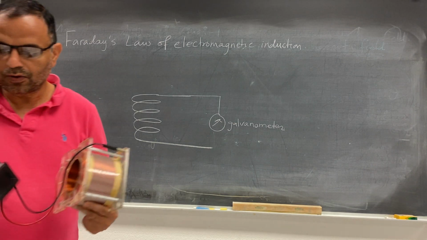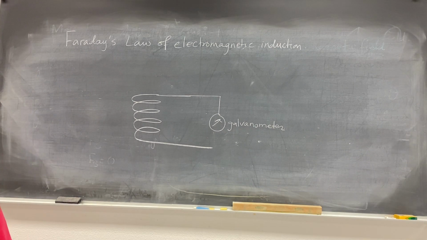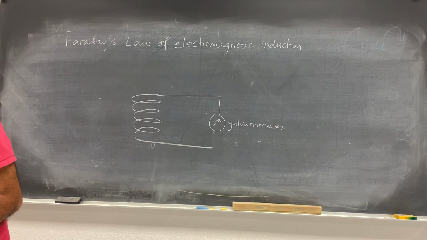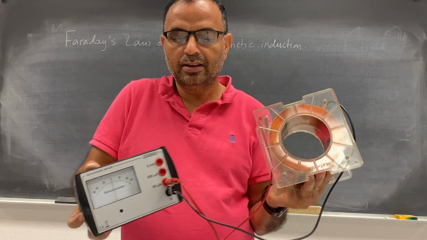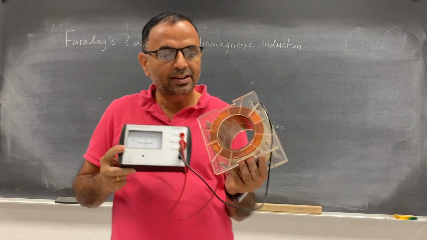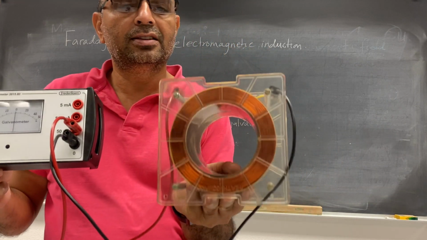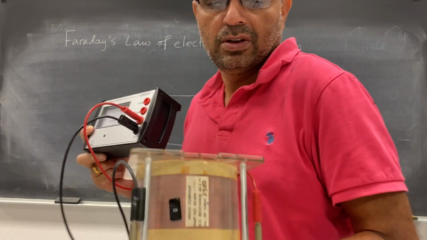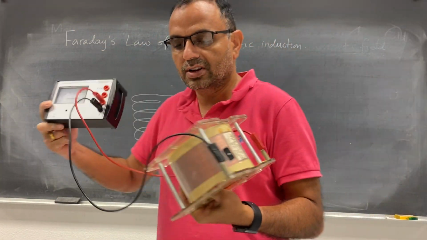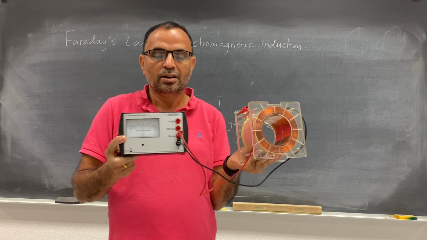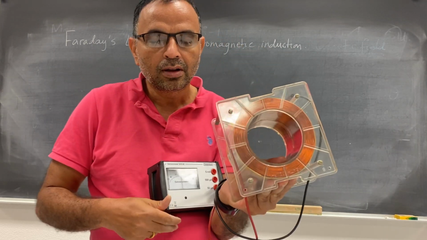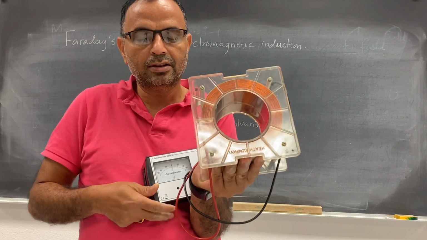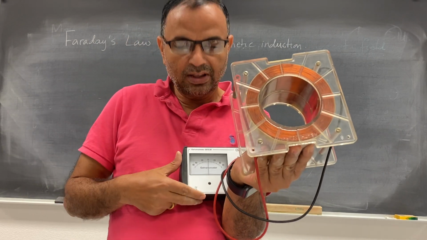So this is how. Look at this. Look, I complete the circuit. I connect the galvanometer. I hope you see this. This is a galvanometer, and this is a loop, I mean coil. Look, I connect this. So the circuit is complete. But do you see any deflection on the galvanometer? There is no deflection here.